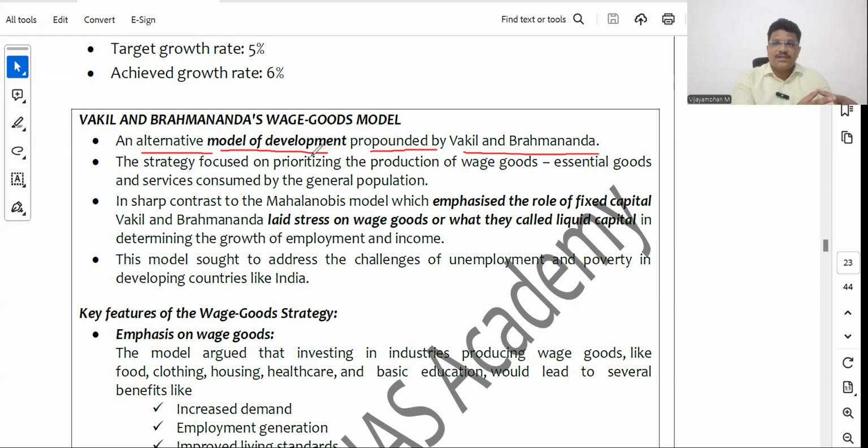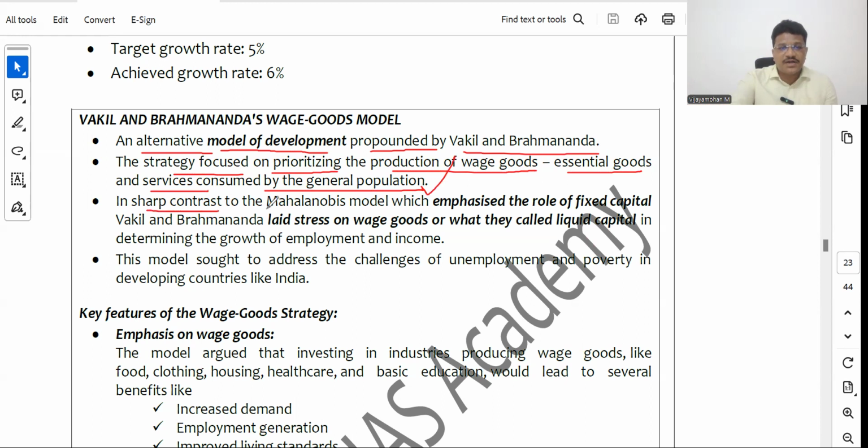Whereas the Mahalanobis model focused more on capital intensive industries, Vakil and Brahmanandam's model focused more on wage goods. What do wage goods mean? Wage goods are nothing but the goods which are used by the common people on a daily basis, right? The strategy focused on prioritizing the production of wage goods, like essential goods and services consumed by the general population.